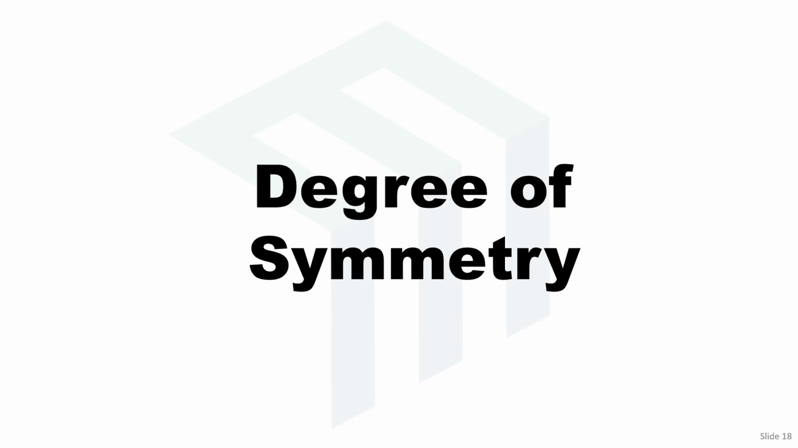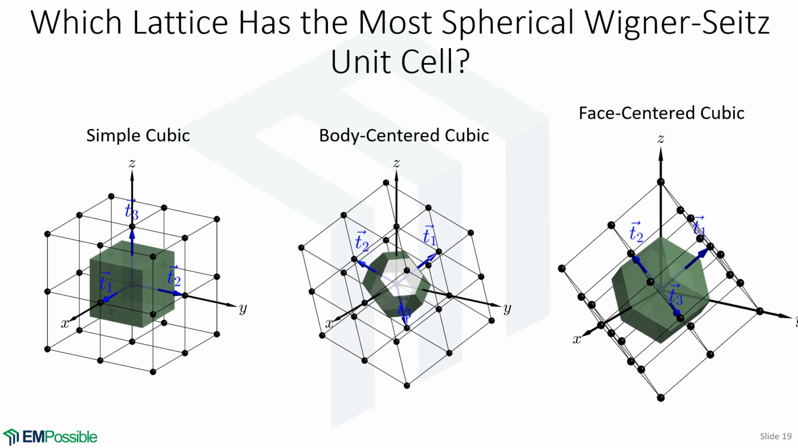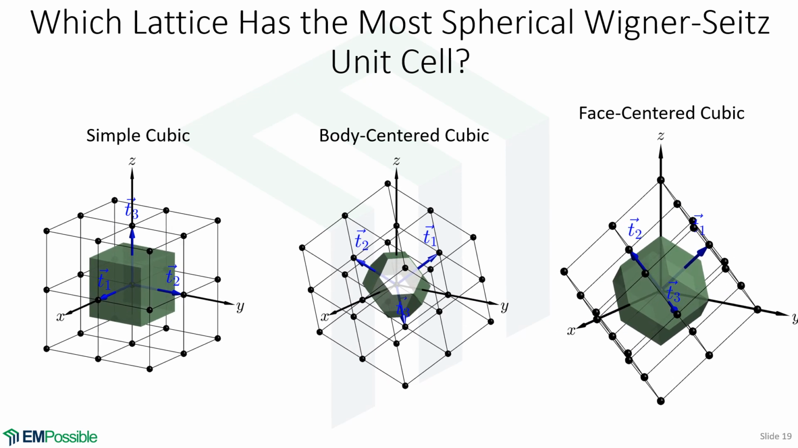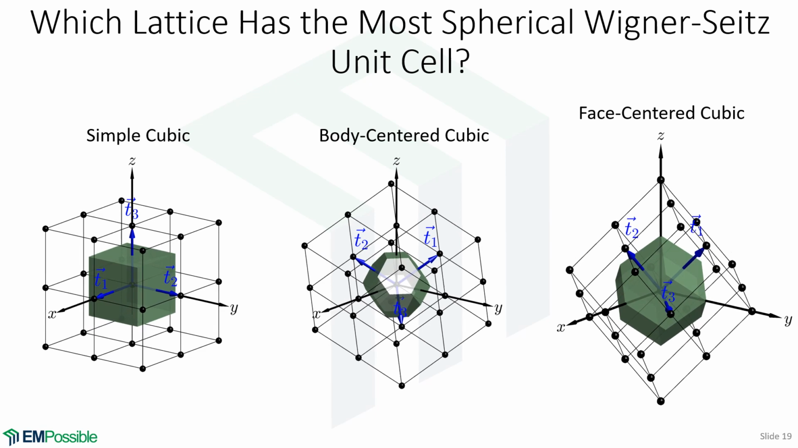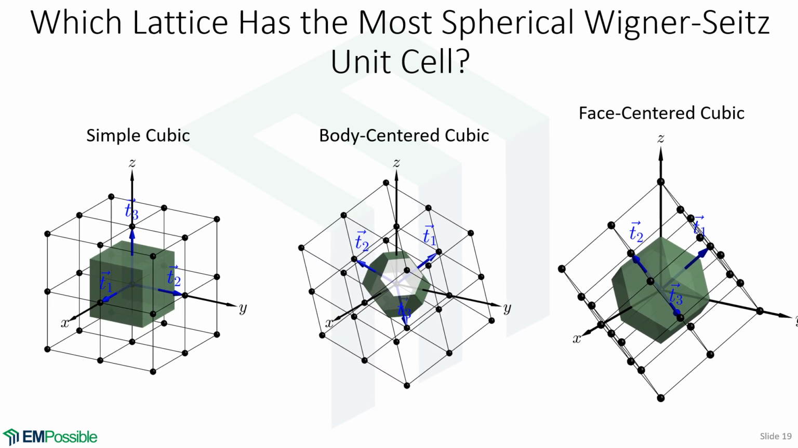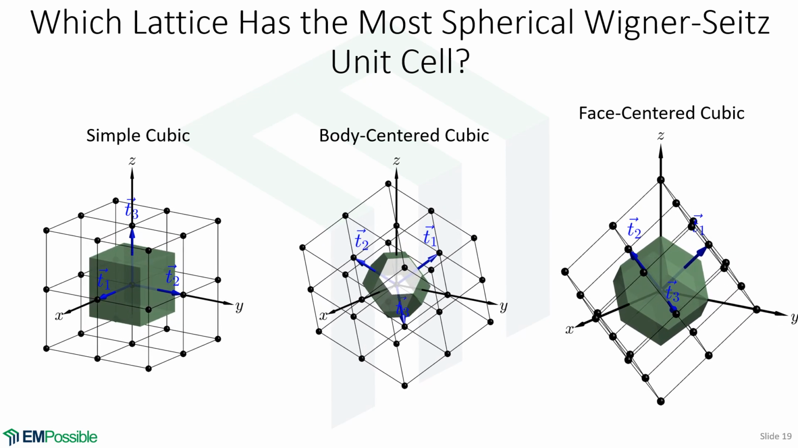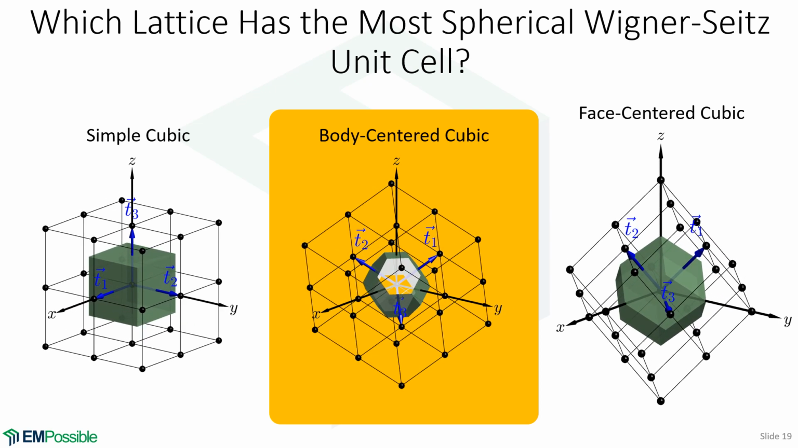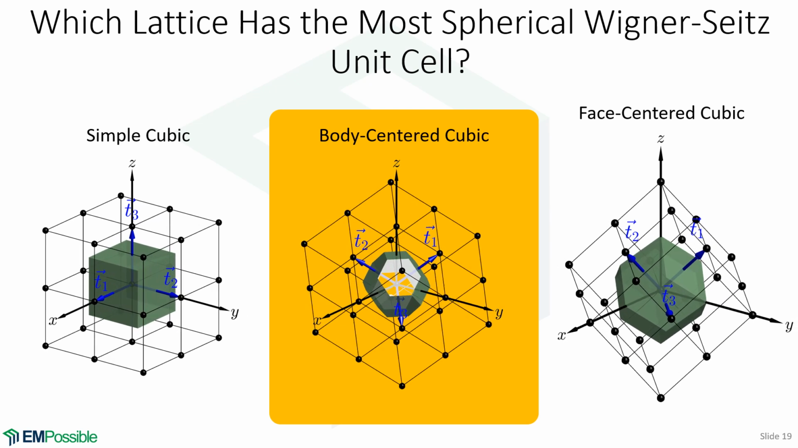Now we're ready to talk about degree of symmetry. Let's go back and look at our unit cells for the direct lattices. And I'll ask a question. Which of these is the most spherical? Well, certainly not the simple cubic. That's a square. But so we look at the body centered cubic and face centered cubic. And if we come to the right conclusion, we end up that the body centered cubic has the most spherical looking Wigner-Seitz primitive unit cell.